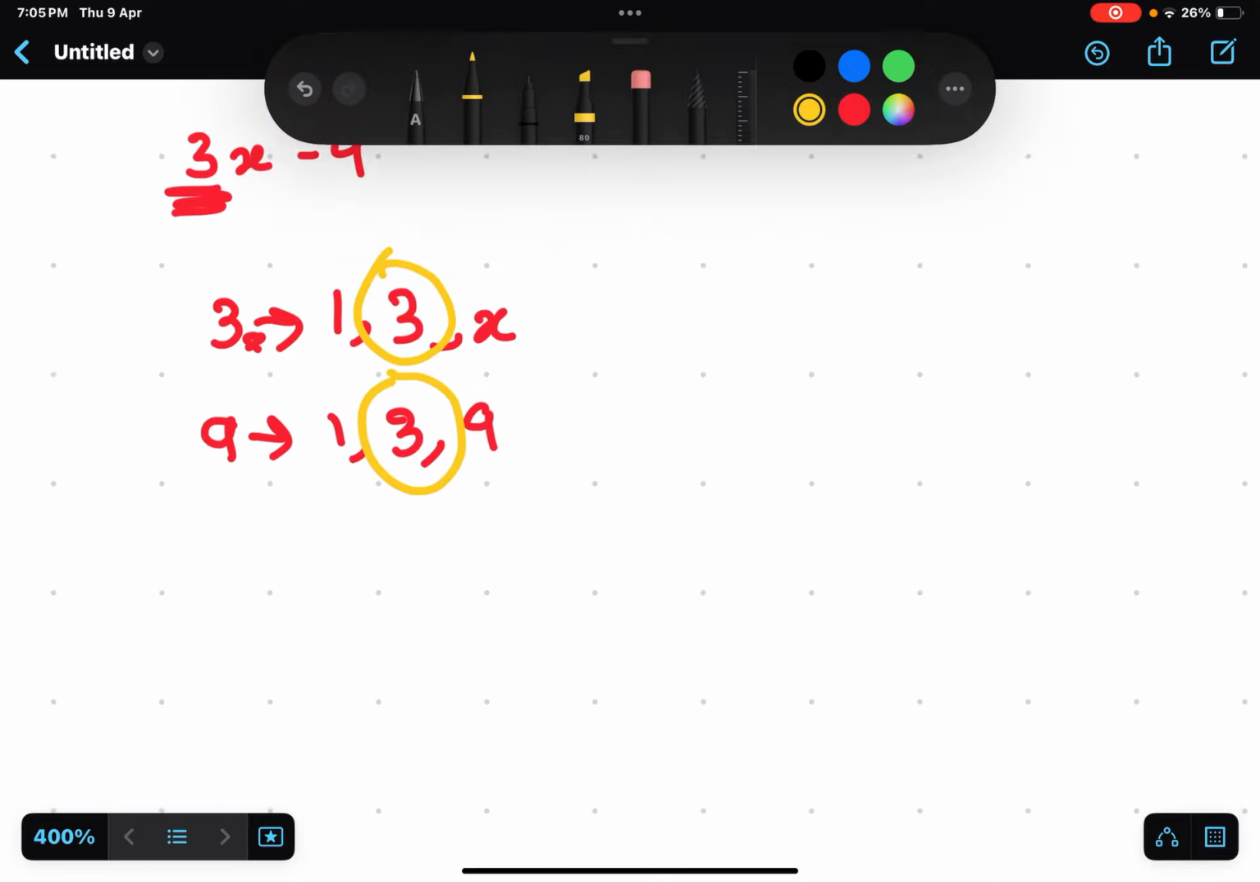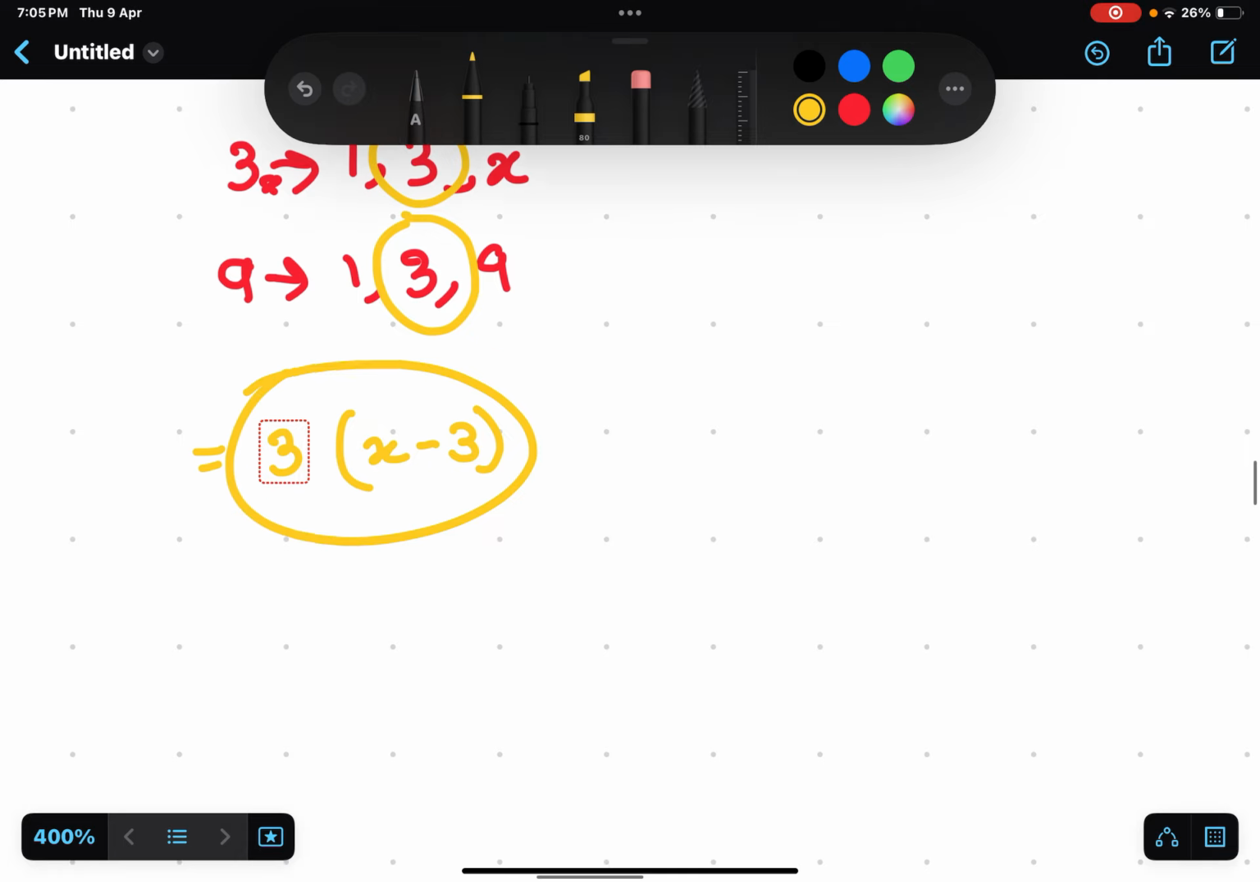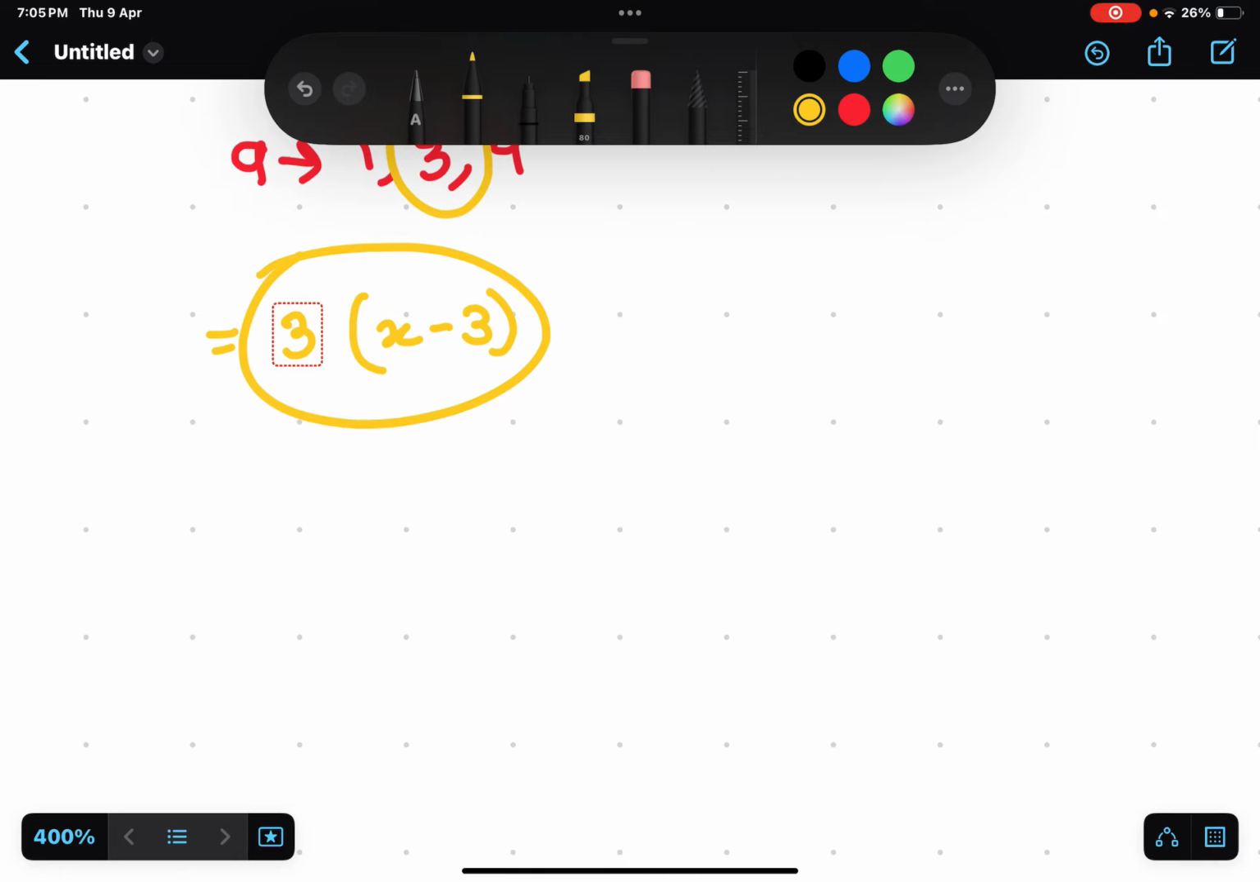So now we're going to go ahead and write this out. We're going to pull 3 out, and we're going to have x minus 3 remaining in the brackets. Now, I forgot to tell you this in the previous example. Let me tell you why this works. If you expand this, 3 is multiplying everything inside the brackets, right? So if we expand it, we get 3 times x is 3x, and 3 times negative 3 is equal to negative 9. So that's why this becomes negative 9.